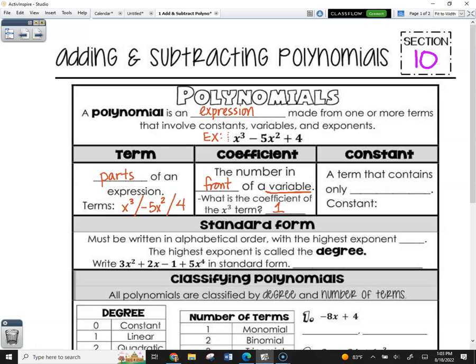Constant is a term that contains only numbers, no letters, no variables. So for instance, this example, what is the constant? 4. The constant is 4.